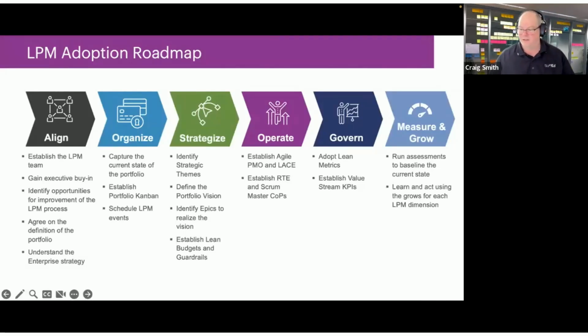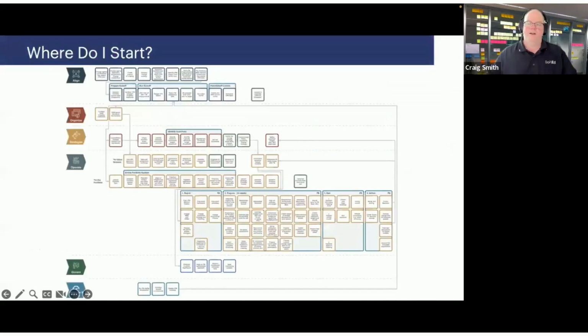The scary thing is that the folks at SAFe came up with a model for this, and it looks like this, which doesn't even fit on the slide. I don't even understand it, to be honest with you. So let me dumb it down for you.